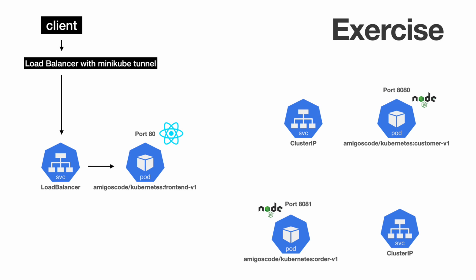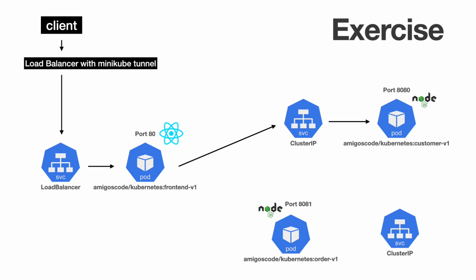And right here, you can see the pod image. So the image is amigoscode/kubernetes:frontend-v1, and it's listening on port 80. So bear that in mind. Then the frontend will get some data from the customer microservice through the cluster IP. So here you need to build another service of type cluster IP.